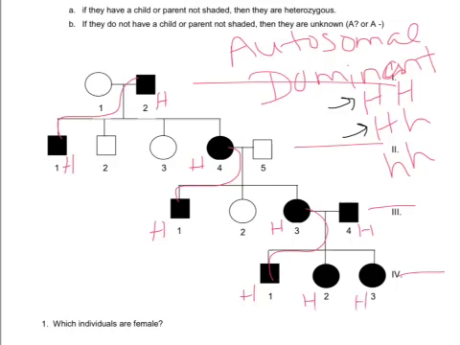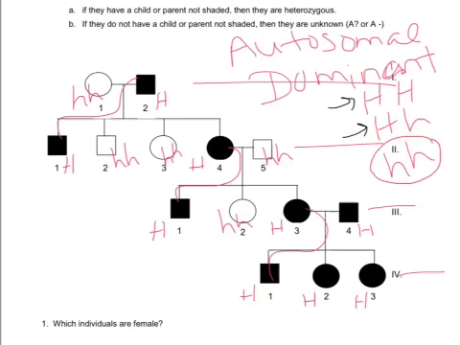We also know that unshaded people do not have the disease or do not express the particular trait. In this kind of pedigree, the only people that do not express the trait are people with the genotype little h little h. So all the unshaded people have to have the genotype little h little h.